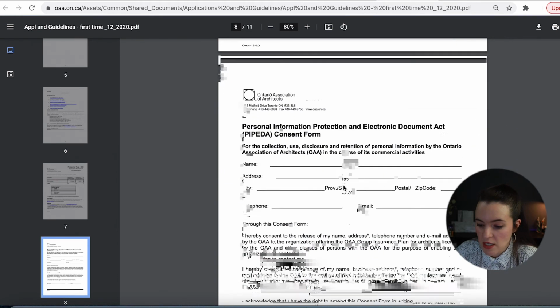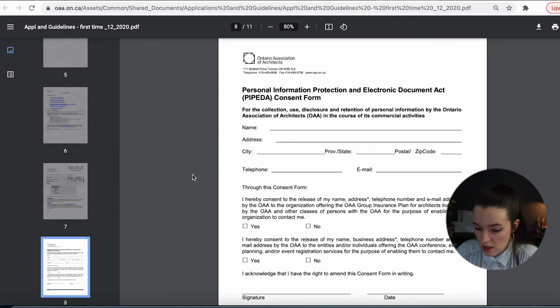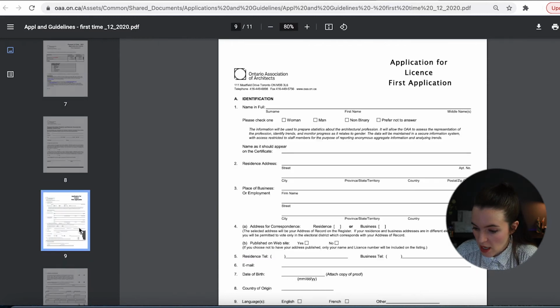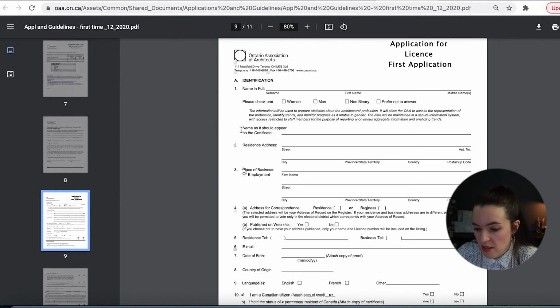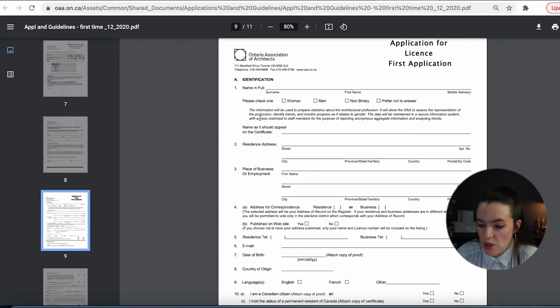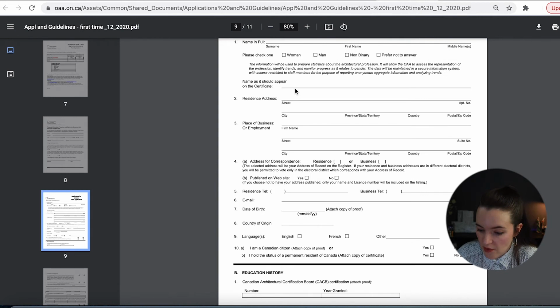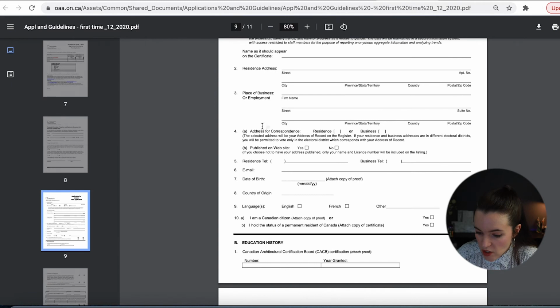Then you need to submit and sign a consent form as part of the application. And then now we get into the actual application itself. So here we have to include just some identification information. You need to include your name, your address, how you want your name to appear on the certificate, your place of business or employment, your address for correspondence, date of birth, and you need to also provide proof of the date of birth and also of your citizenship.